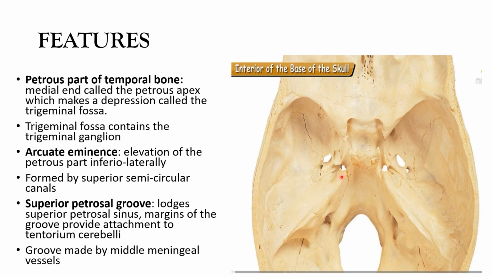Then you can see an elevation of this bone here called the arcuate eminence, and this is formed by the superior semicircular canal. Then just on the superior border of the petrous part of the temporal bone, there's a groove. It's called the superior petrosal groove, and it lodges the superior petrosal sinus.